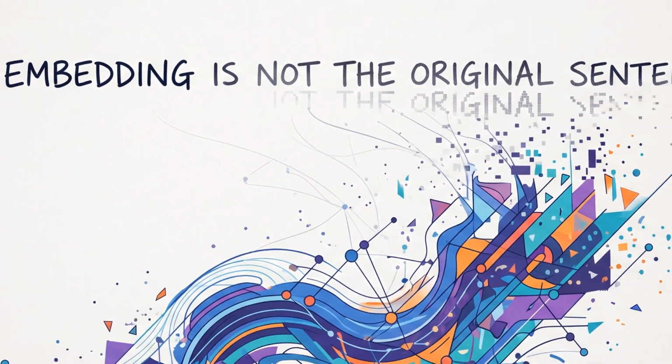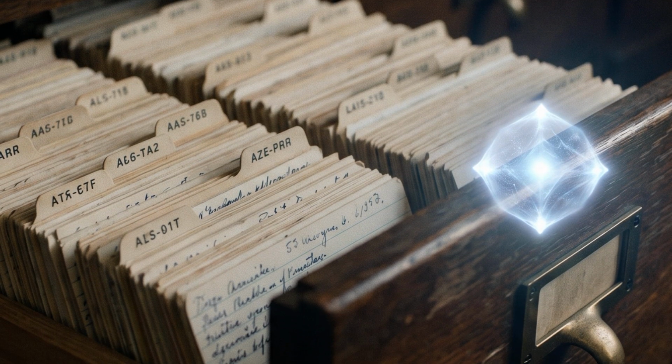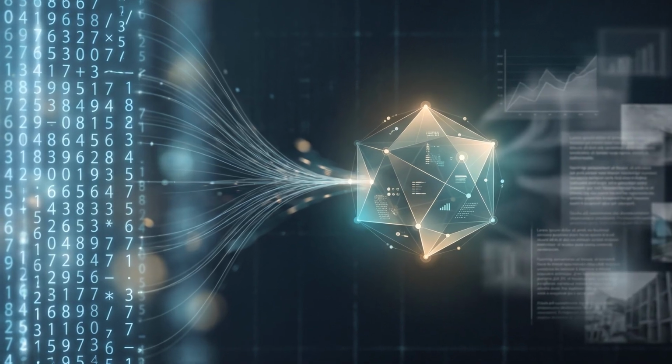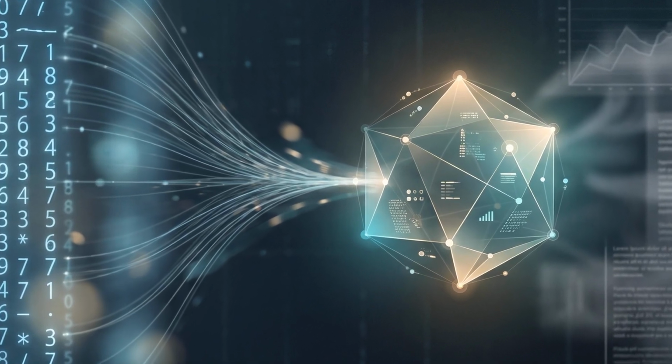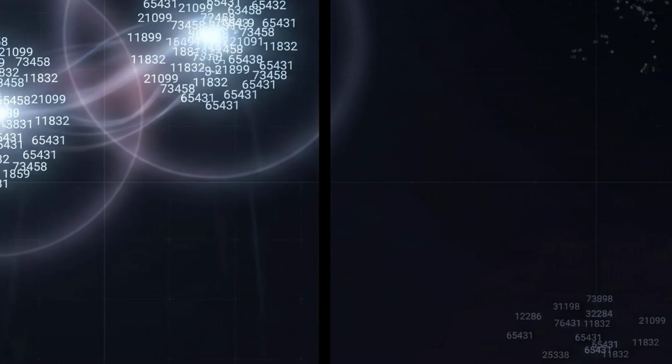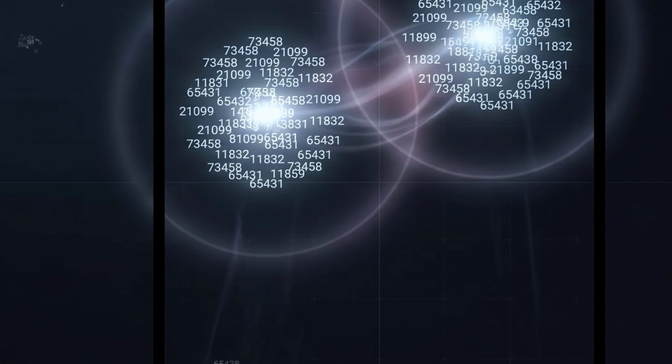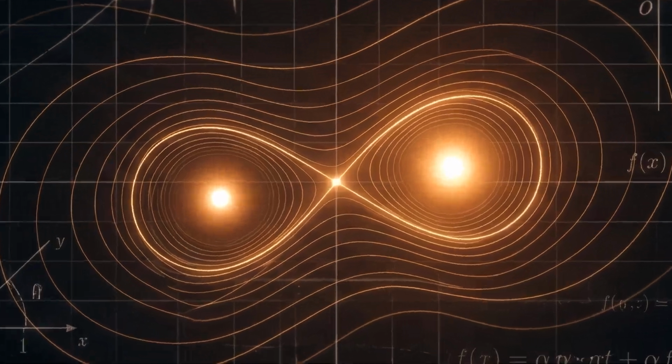An embedding is not the original sentence. It is not a summary. It is not a little fact card I tuck into a drawer for later. It is a set of numbers that captures enough about the content that I can compare it to other sets of numbers. So if two things are similar, their embeddings tend to land near each other.